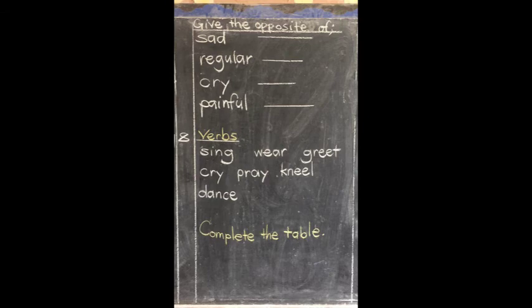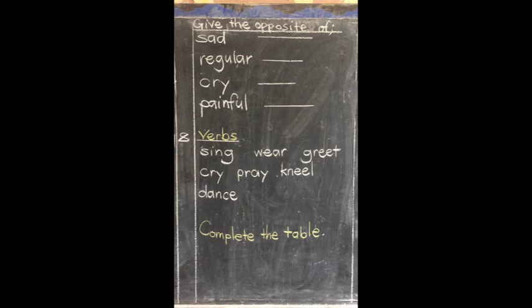Are we together? So we have that activity about opposites, and it says give the opposite of. You're going to write for me the opposite of these ones. The first one is sad. We have regular, cry, and painful. We have seen the opposites of those words, so you're going to write them very neatly.